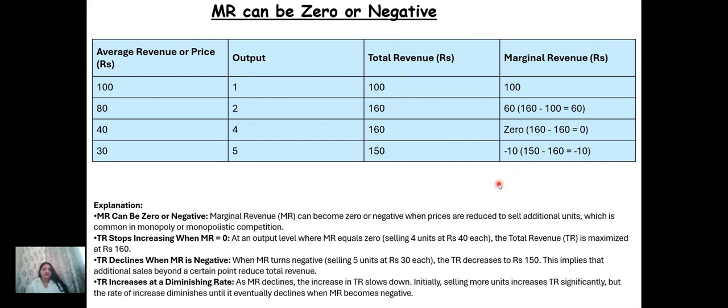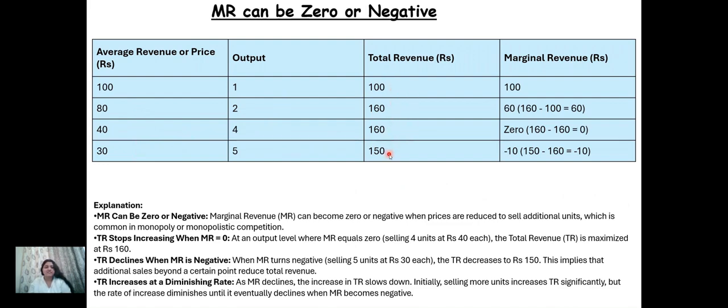This table tells us about monopoly and monopolistic competition, and that TR stops when MR is 0. You can see that this value is 60. Here total revenue is 160. You can see that average revenue changes like 100, 80, 40 and 30, with output 1, 2, 4 and 5, and total revenue 100, 160, 160 and 150.